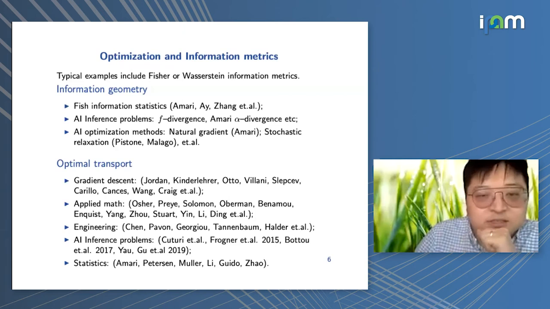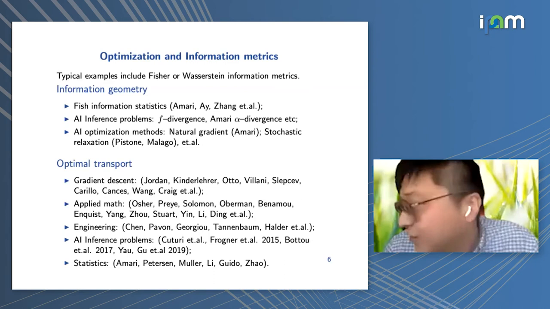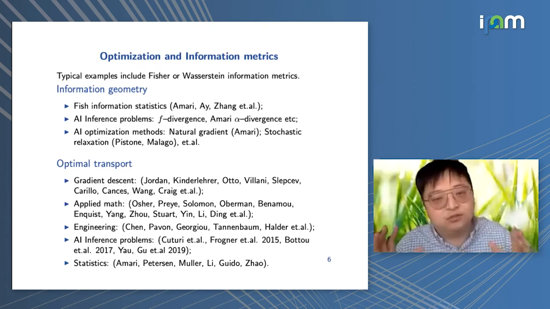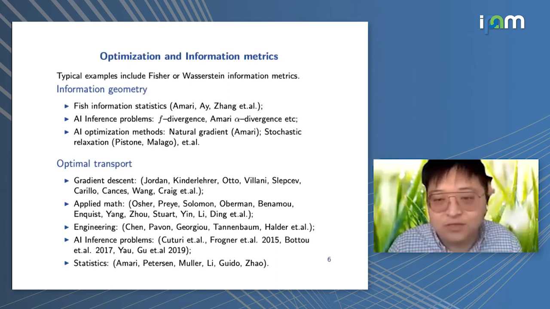The other thing is the so-called AI inference problem, which means you consider different divergence functions, f-divergence, Amari alpha divergence. They have a dictionary to build divergence functions, which give you suitable properties. So basically, if you look at this figure, all this here is coming from the different properties of divergence functions. So it's very powerful in machine learning. You will definitely use them.